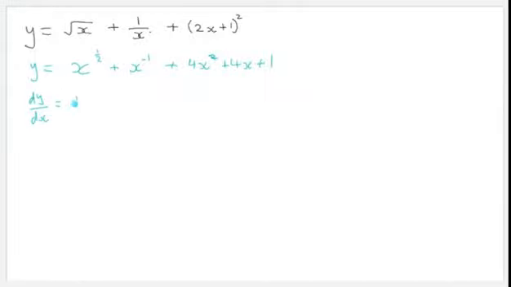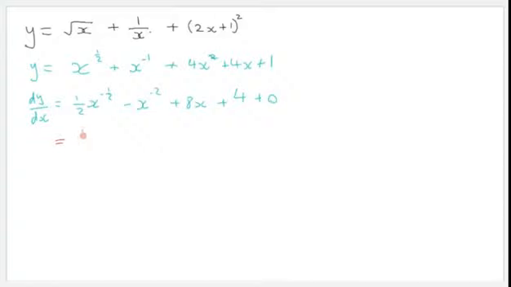And then that becomes a half x to the power of minus a half using our rule, minus 1x or minus x to the power of minus 2 plus 8x plus 4, going back to the fact that any number times x just differentiates to that number, and then the 1 just differentiates to 0. And then that doesn't really simplify, but you can leave it like this to be fair, or you can write it in other formats too.